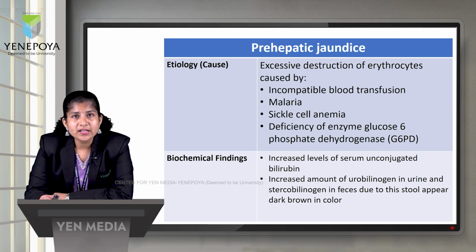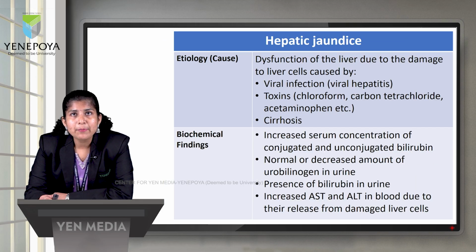What are the biochemical changes that will take place in this condition? We will see. There will be increased serum unconjugated bilirubin level as well as increased amount of urobilinogen in urine and stercobilinogen in feces. When more stercobilinogen in the feces is excreted, that leads to a dark brown colored stool. Next we will see hepatic jaundice.